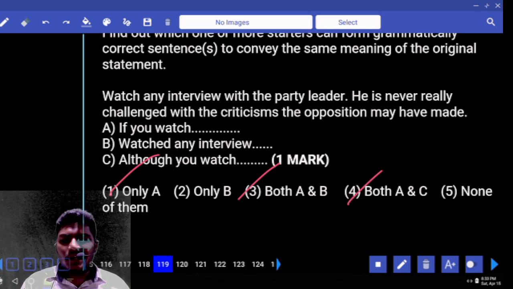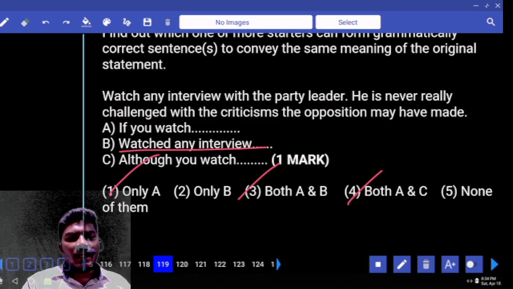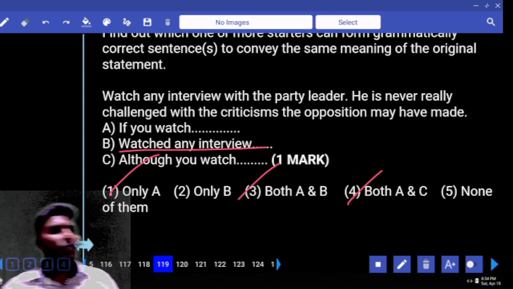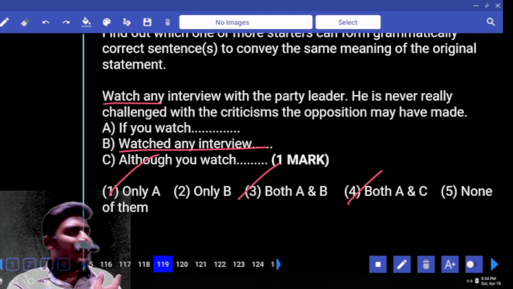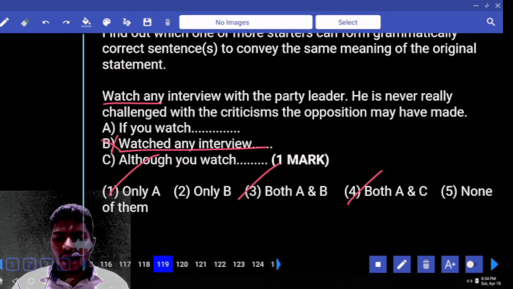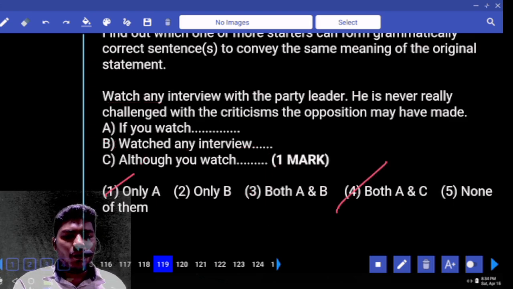Let us check with B and the C. Look at this. B is starting with the watched any interview. Watched any interview or watched any interview? Watched any interview. That's what we see in the beginning. B is out. Option 3 is also out. Your answer is 4 or 1.